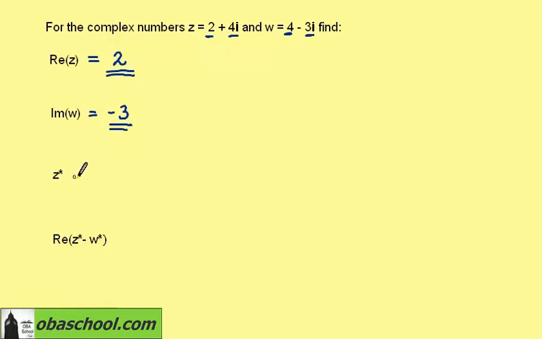We now want the conjugate of z. z is 2 plus 4i. The conjugate has the same real part, but we change the sign on the imaginary part.